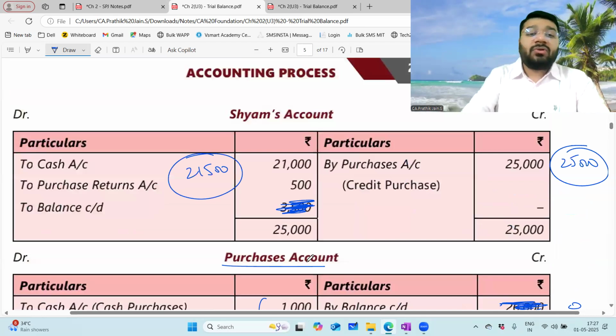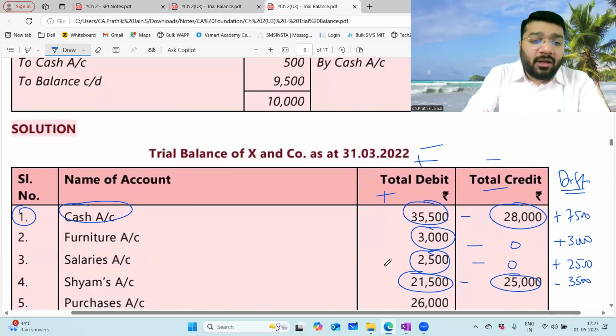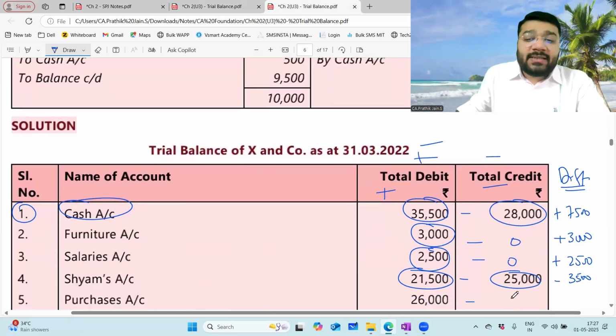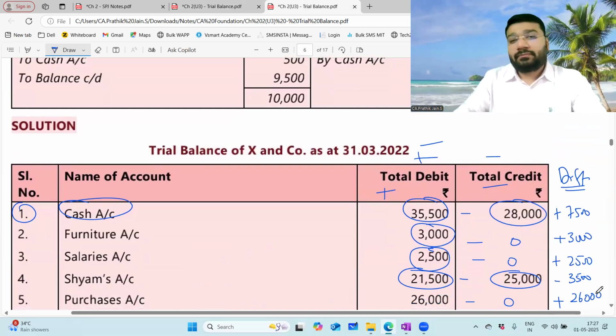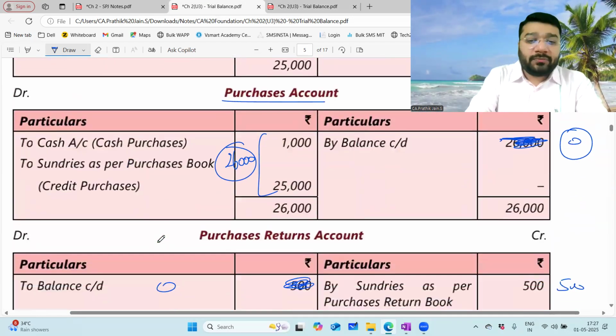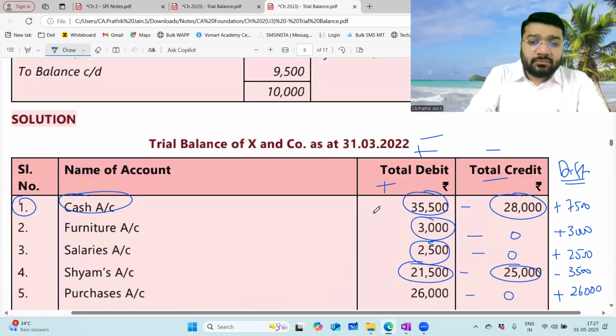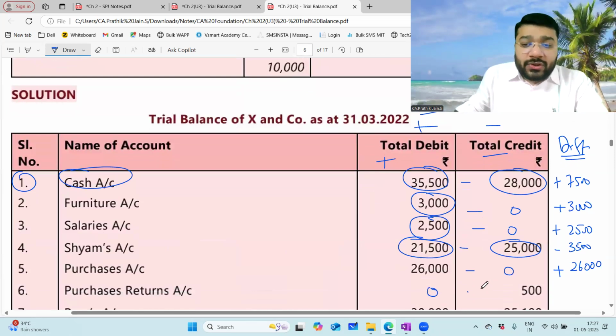Next, purchase account. Debit side 26,000, credit side 0. So 26,000 minus 0 is positive 26,000. Next, purchase return account. Credit side 500, debit side 0. So 0 minus 500 is minus 500.